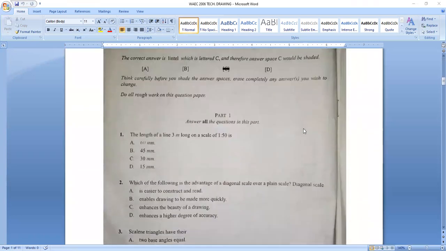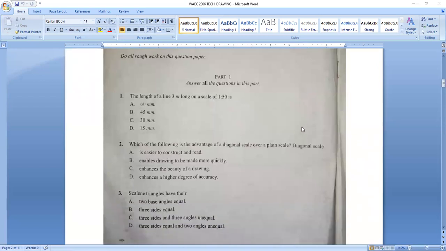Okay. Now, the first question, question 1, says that the length of a line 3 meters long on a scale of 1:50 is 60 millimeters. That is option A, 60 millimeters. So the answer is 60 millimeters. That is option A.